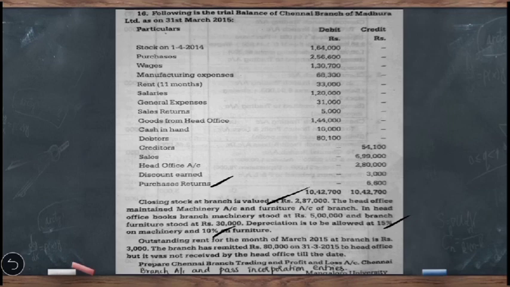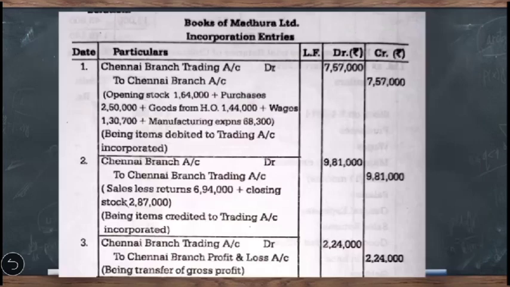So, the entry will be Chennai branch trading account debit to Chennai branch account. I will show you the entry. Chennai branch trading account debit to Chennai branch account. Under that we have to write being the incorporation of debit items of trading account: opening stock 1,64,000, then purchases 2,50,000, goods from head office 1,44,000, wages 1,30,700, manufacturing expenses 68,300. So, the total amount to be written on the debit side is 7,57,000.